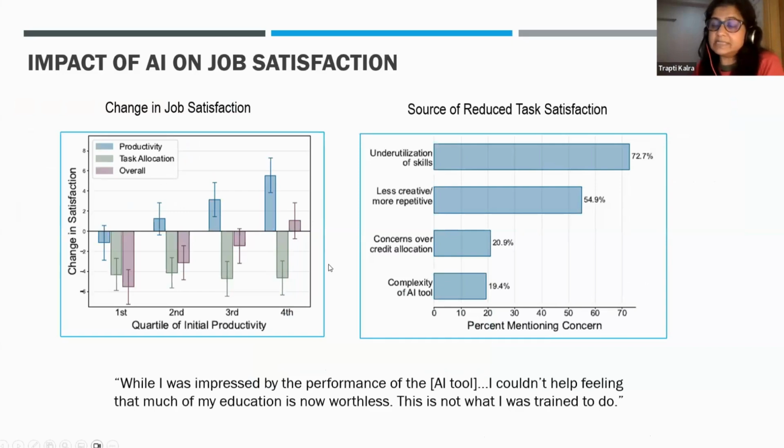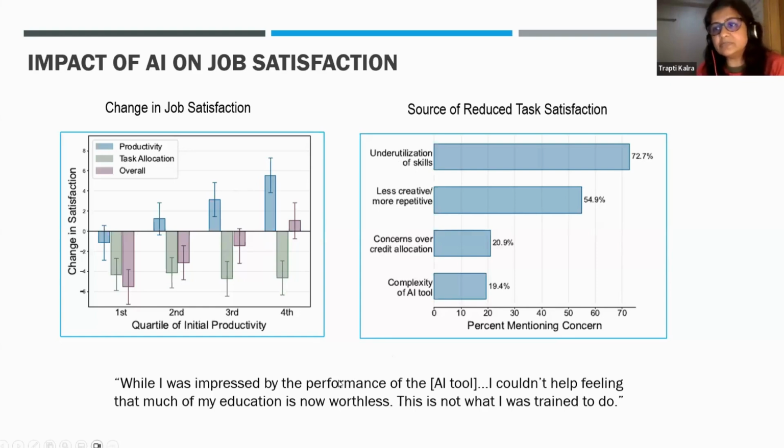While the scientists were happy with the increased productivity in getting through the initial, you can say, laborious tasks of R&D, they were not very happy, and the net happiness was lowered. And what was the reason for being less satisfied with their job? One was they felt their skills were underutilized, their work was becoming less creative and more repetitive, and they didn't feel as much credited for the work they were doing. And also there was some complexity in dealing with the AI tool.